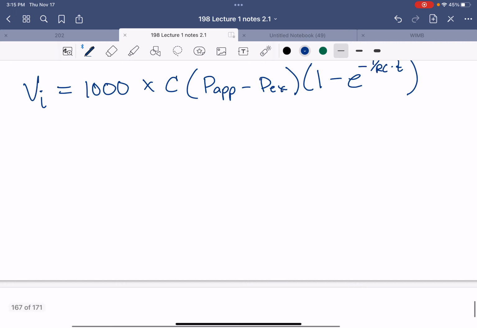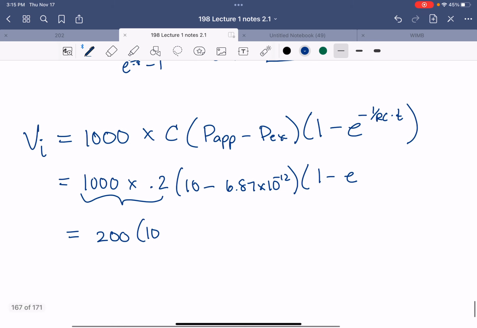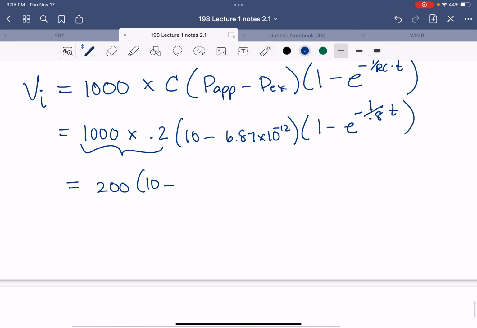Okay, so we need to plug some things in here. 1,000 times, my compliance was 0.2. So right away, this is going to be 200 times 10 minus PEX, which is 6.87 times 10 to the negative 12. And then you have 1 minus e to the negative 1 over 0.8, which was my RC, times T. All right, clean that up.